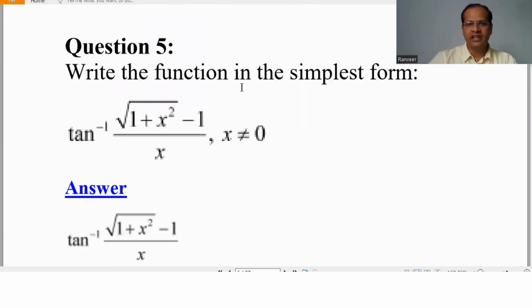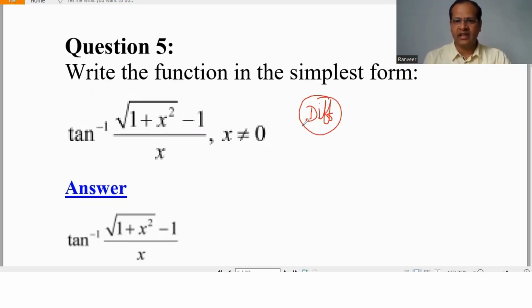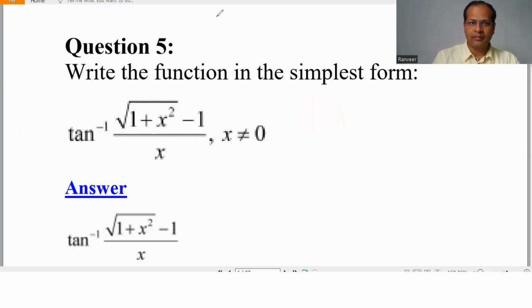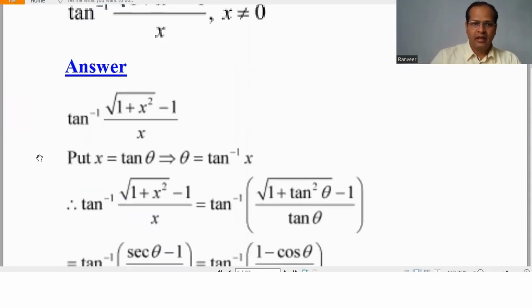Now, write the function in simplest form. From the 5th question onwards, it is very, very important. Try to understand: this type of question they will ask in differentiation also. You have to differentiate inverse trigonometric functions. If you know how to simplify this, then you can easily solve the differentiation problems. So proper substitution is required to solve this type of problem.